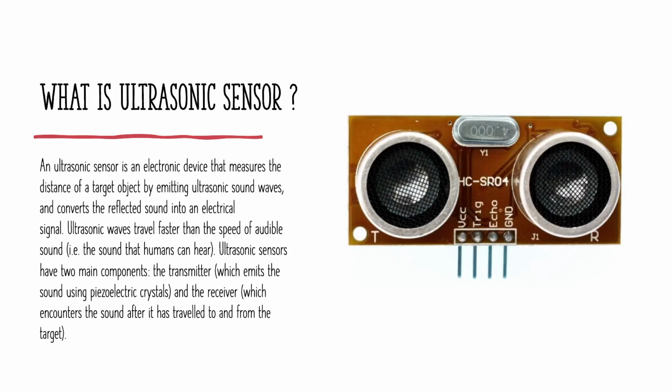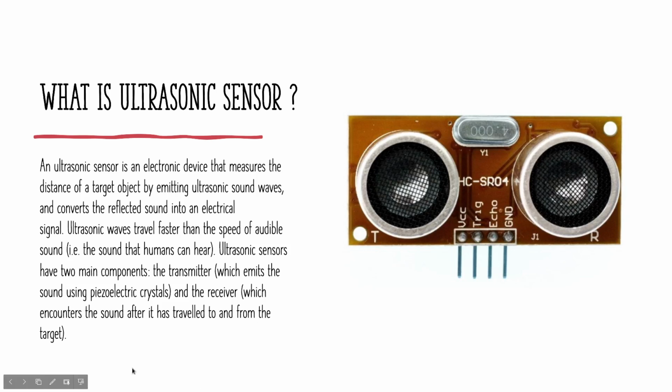So guys, first of all, we want to know what is an ultrasonic sensor, right? An ultrasonic sensor is an electric component or a device that measures the distance of a target object by emitting ultrasonic sound waves and converts the reflected sound into an electrical signal. Now, ultrasonic waves travel faster than audible sound, the sound which you hear. Ultrasonic sensors are made of two main components, the transmitter and the receiver.